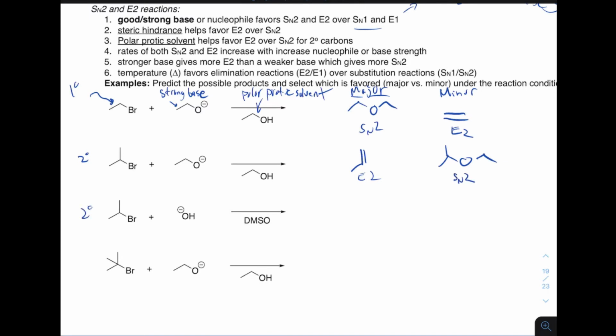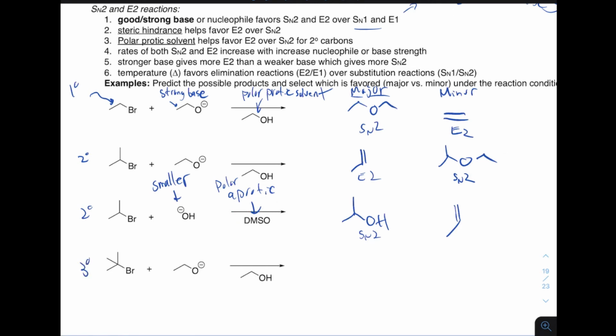For a third example here, we again have a secondary alkyl halide, but now our solvent is polar aprotic, which is much better for SN2 reactions. And moreover, our nucleophile here is smaller. We don't have these two carbons attached to it. And steric hindrance, our rule number 2 here, helps favor E2 over SN2, right? Even though this is not a super bulky base, the fact that hydroxide is smaller is going to help make this more SN2 anyway. And so in this case, our major is SN2, and our minor is E2. And again, mostly this has to do with the fact that we have a polar aprotic solvent, which we know is better for SN2 reactions.